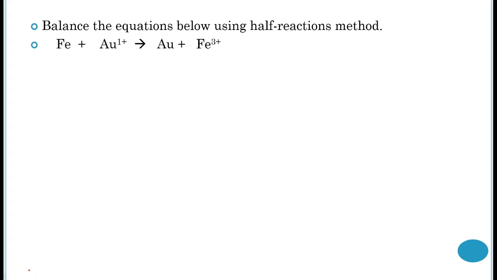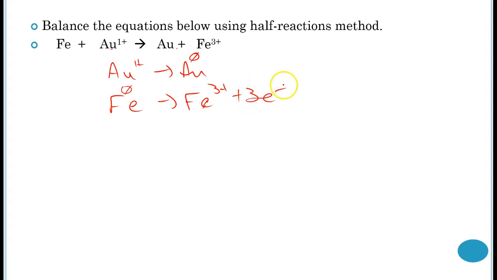So, balance the equations below using the half reactions method. So, Fe, Fe, one atom, one atom. Gold, gold, one atom, one atom. So if I'm going to balance it using half reactions, I'm going to write them as separate. Okay, I'm going to put the electrons in, and remember this is an element, 0, element, 0. So I have to put 3 electrons here to balance the charge. I have to put 1 electron here to balance the charge.